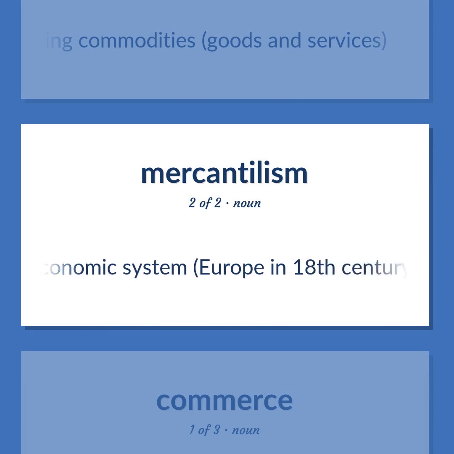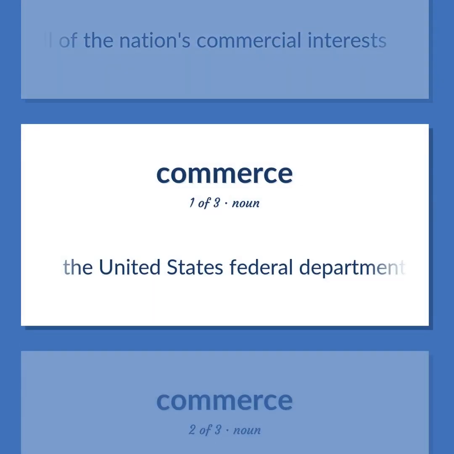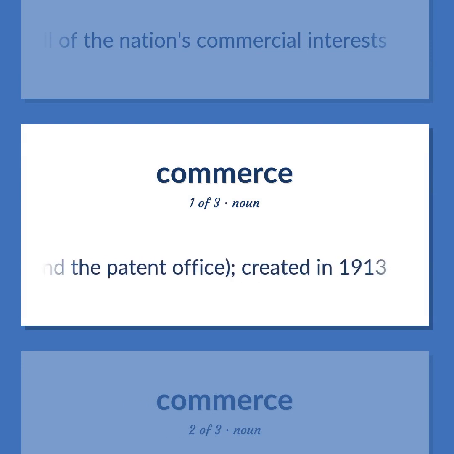An economic system, Europe in 18th century, to increase a nation's wealth by government regulation of all of the nation's commercial interests. The United States federal department that promotes and administers domestic and foreign trade, including management of the Census and the Patent Office, created in 1913.